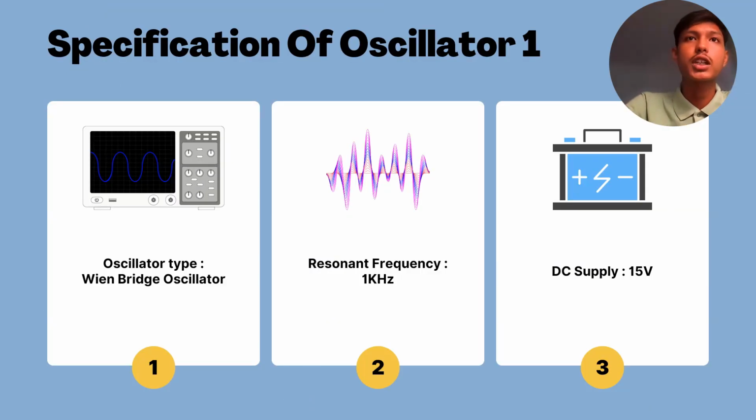Today I will present to you about oscillator 1. So this is the specification of oscillator 1. The oscillator type that we will use is Wien bridge oscillator, and the resonant frequency of the Wien bridge oscillator must be 1 kHz and the DC supply is 15 volt.